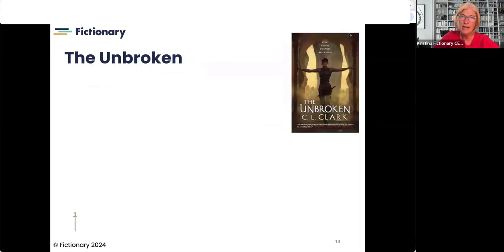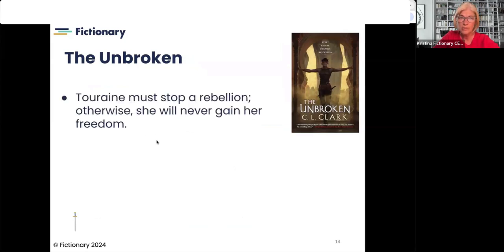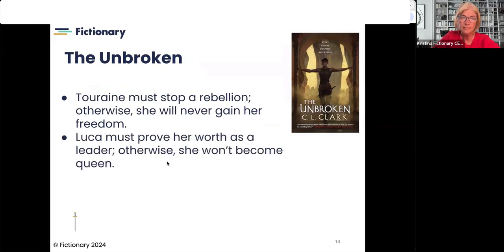If we look at The Unbroken, we've got Terrain, who must stop a rebellion. Otherwise, she will never gain her freedom. Her love interest is Luca, the princess. And she must prove her worth as a leader. Otherwise, she won't become queen. So she's trying to take down her uncle, I think it is in that book.